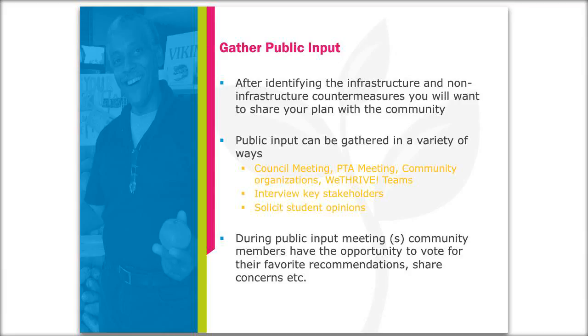So once you've gone through those countermeasures and identified the infrastructure and non-infrastructure countermeasures, you'll want to share your plan with the community and gather public input. Public input can be gathered in a variety of ways. It can be at a council meeting, PTA meeting, at community organizations, any nonprofits in the area, rec centers, We Thrive teams, of course. You can also interview key stakeholders and solicit student opinions.